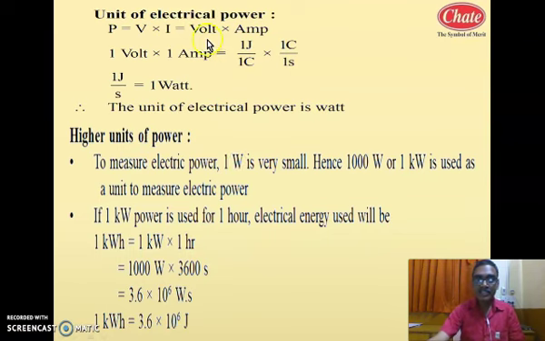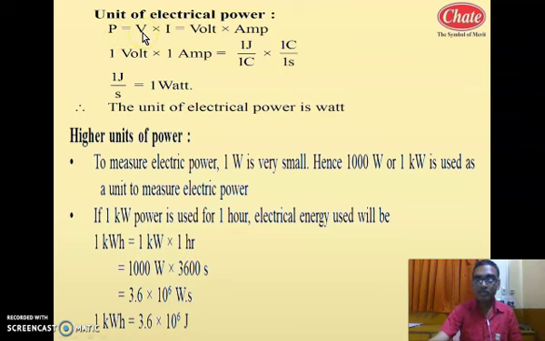See the next concept related with this: electric power and electric energy. So what is the unit of electric power? Power is measured in watt, that we have studied in class 9th in the work and energy chapter. So power equals V into I. How is the power V into I a watt? Let us split it and study how it will be a watt.